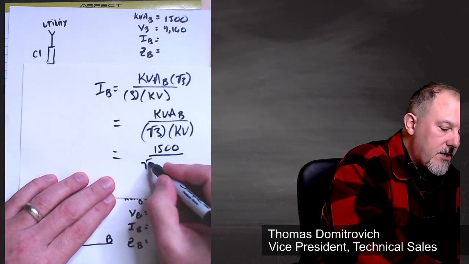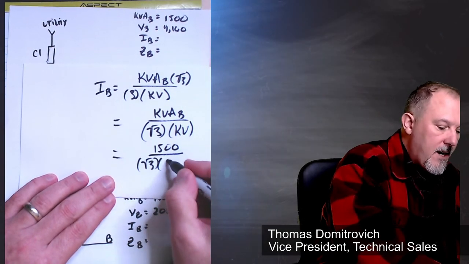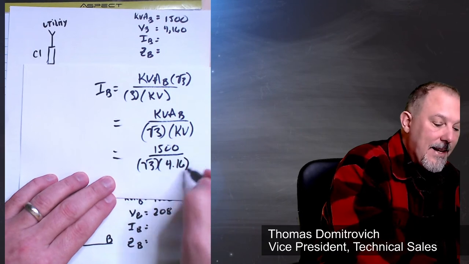All right, so we're going to calculate I base. 1,500 divided by the square root of 3 divided by 4.16.